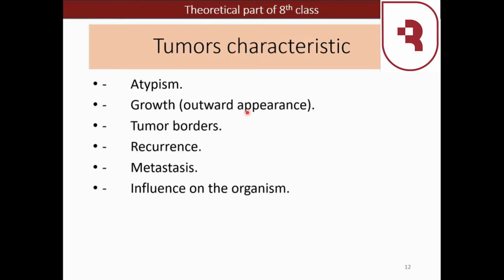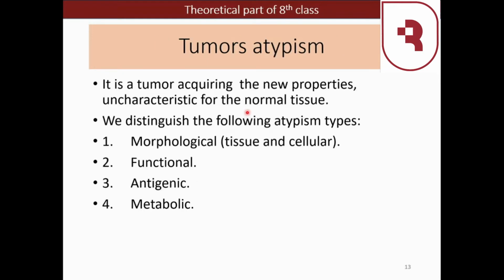So, when we try to identify the tumor, we should describe it by some characteristics, and all of these characteristics are listed on this slide. First of all is the type of atypism, the type of growth, the borders of tumor, the recurrence of tumor, the metastatic process, and influence on the organism. So now we should discuss all of these parameters a bit closer.